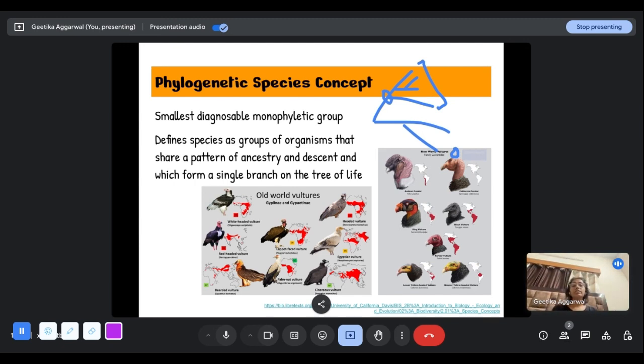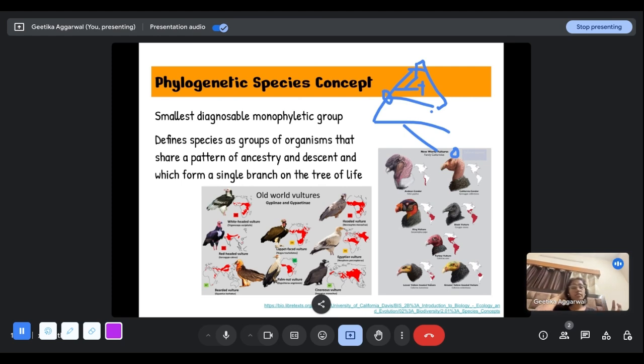It defines a species as a group of organisms which share a pattern of ancestry and descent, and they form a single branch on the tree of life. So a species is a single branch on a tree of life. This particular branch here is one species. This branch here is one separate species. So that is how the phylogenetic species concept defines a species.